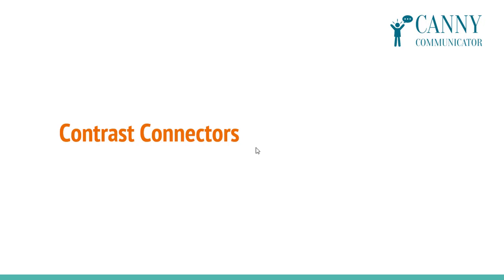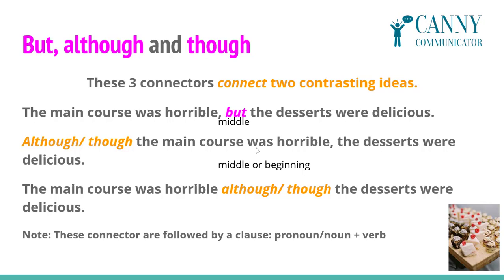Next, let's look at contrast connectors. But, although, and though are three connectors we can use to connect two contrasting ideas in the same sentence. For example, the main course was horrible, but the desserts were delicious. I have highlighted the word but in purple because this is the most common connector we use to connect two contrasting ideas.